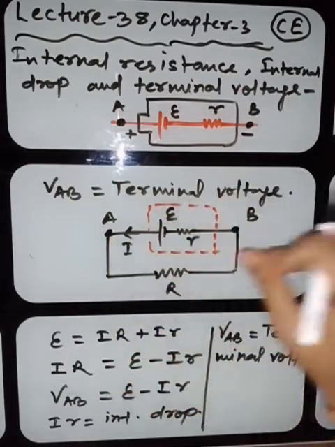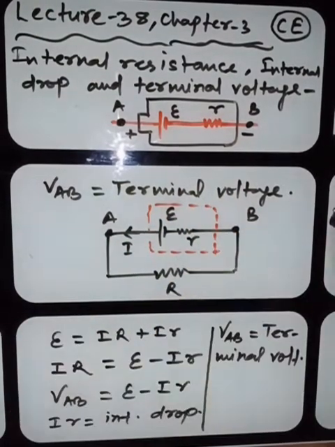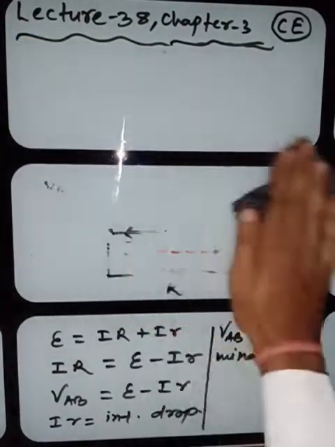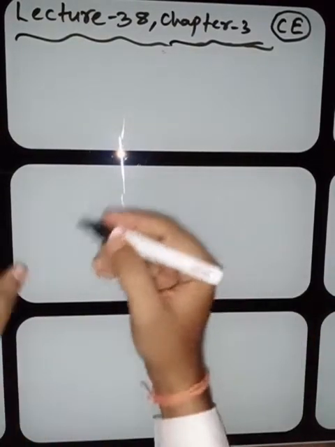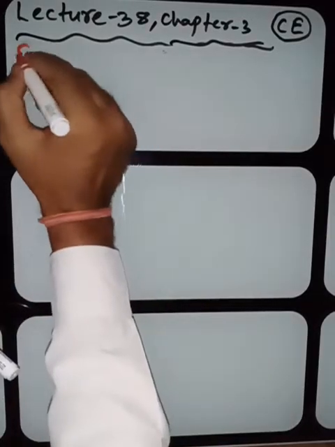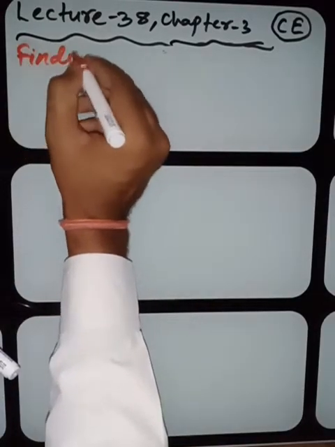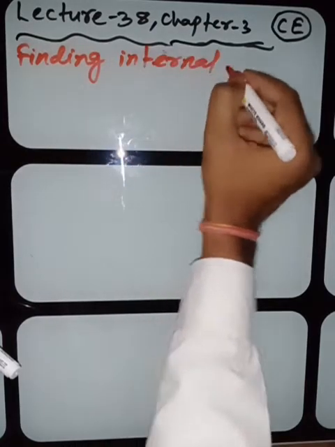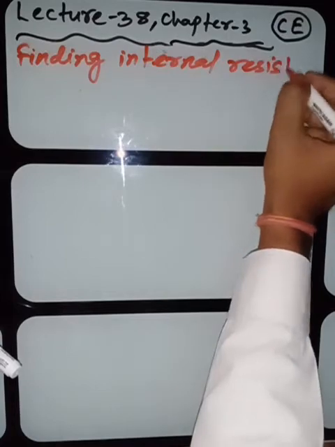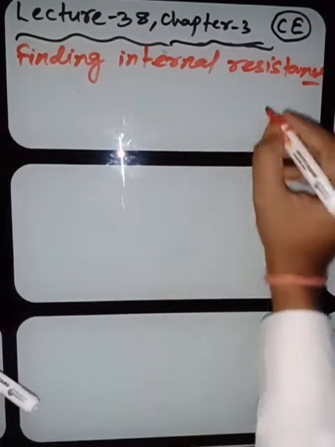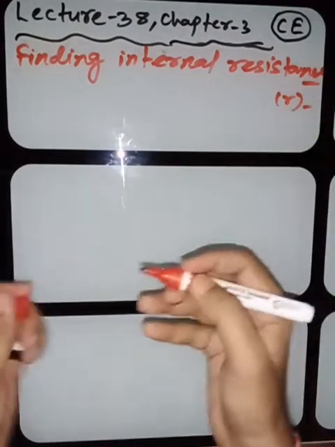Okay, my dear student. Now we will learn how to find the internal resistance. Our next topic will be finding internal resistance. That small r we are going to find.